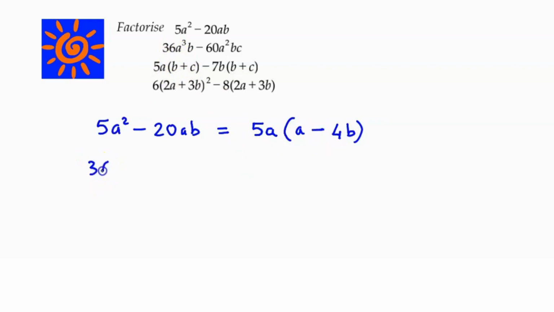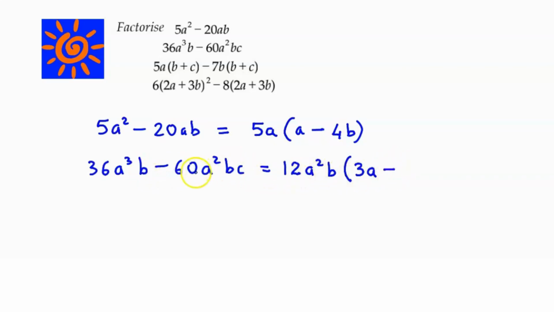Let's see the next one. 36a³b − 60a²bc. Now if you observe, 36 and 60 both are multiples of 12, so we could take 12 as the common factor. Now here we have a cube and here we have a square, so we could take a square as the common factor. Now in both the terms we have b, so we take b as the third common factor. So within brackets we have, now 12 3s is 36, so we are left with 3 over here. Now from a cube we've taken a square common, so we have 1a left inside, b is already taken outside, minus, now 12 5s is 60, so we have a 5 over here. Now a square is taken common, b is taken common, so we are left with c. So our answer is 12a²b into (3a − 5c).